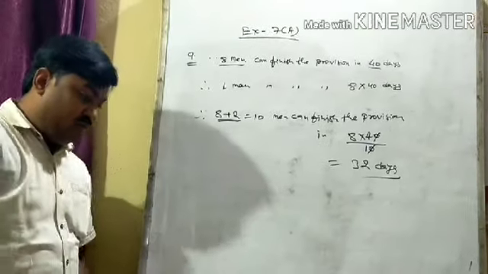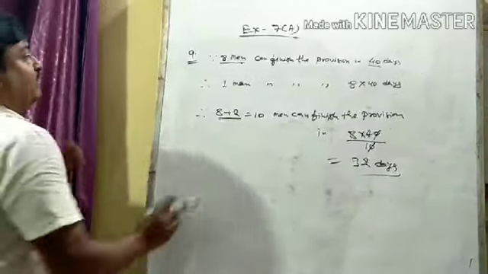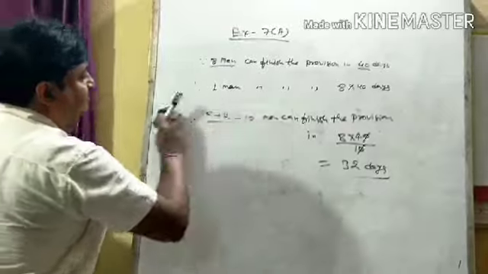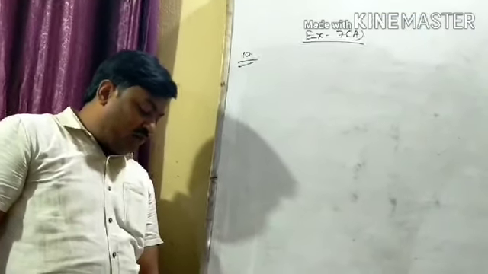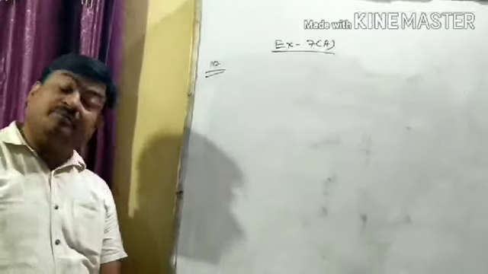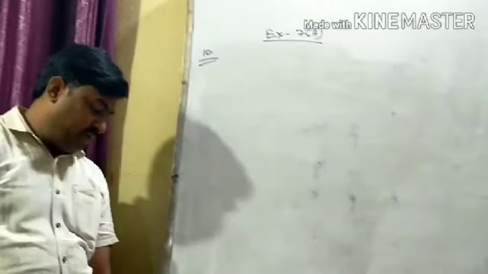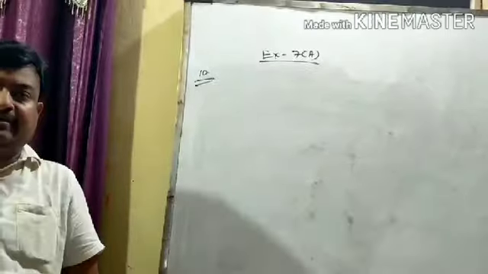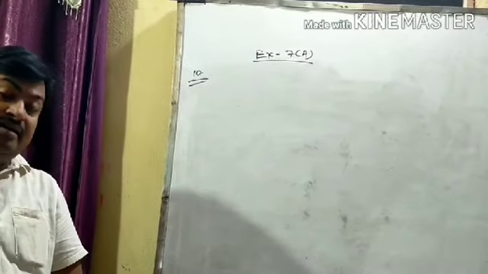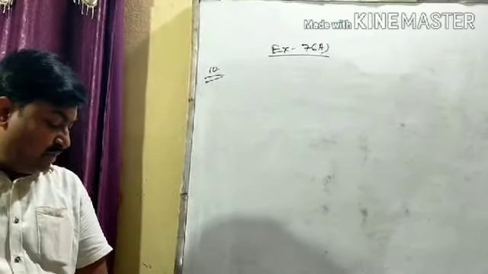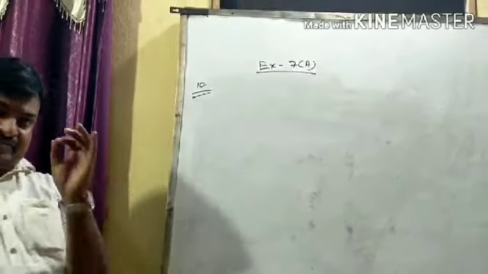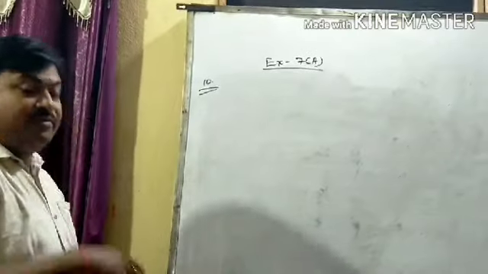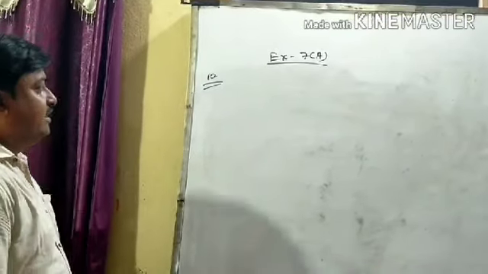Now, I am explaining one more question. Question number 10. If the interest on rupees 200 be rupees 25 in a certain time, what will be the interest on rupees 750 for the same time? For the same time period, what will be the interest on rupees 750?